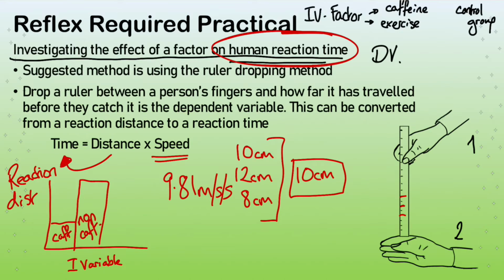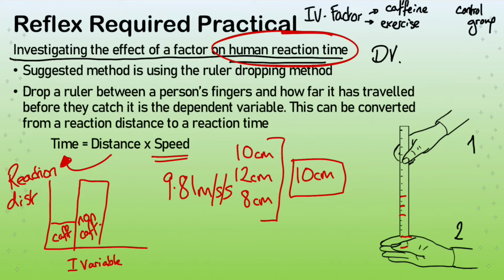It's a lovely practical, but there are obviously lots of ways that it could be improved. You might be showing little nuance signs that perhaps you're about to drop the ruler. You're trying to help your mate and you give them a little nudge, or perhaps this ruler actually is sat a little bit further down in the person's hand. So it's not very accurate.